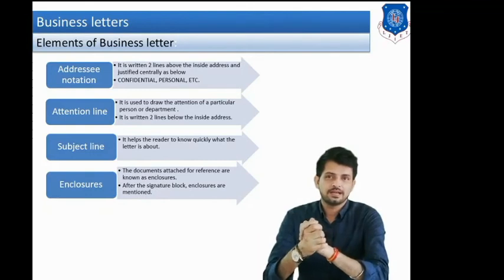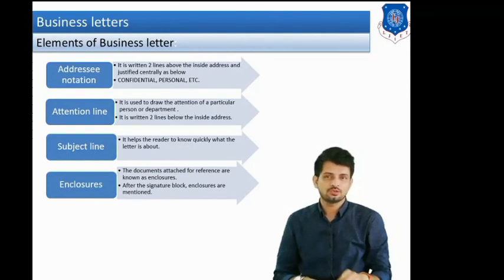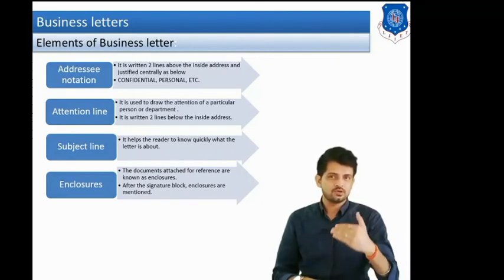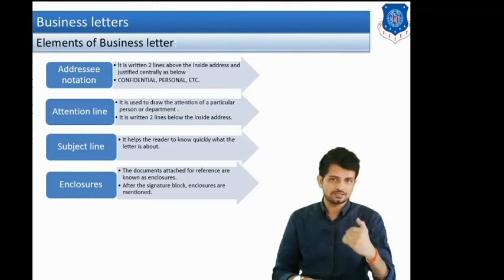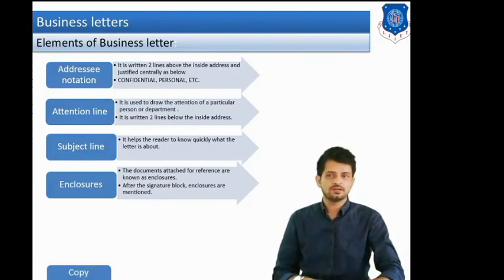Then comes the enclosures. Whenever you are attaching some reference documents, you also have to show the enclosures. If you are attaching the purchase sheet or the balance sheet, then you have to mention enclosures and give the numbers 1, 2 and 3. For example, number one is the sales letter, then the balance sheet, then the purchase sheet. You can mention these in the enclosures.